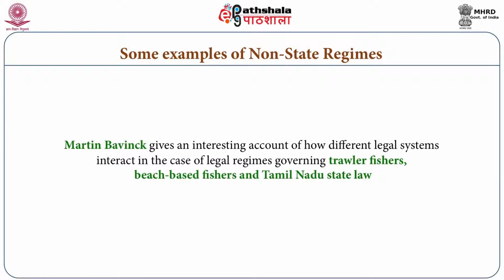Martin Bavinck gives an interesting account of how different legal systems interact in the case of legal regimes governing trawler fishers, so the fishermen that are out at sea, beach-based fishers, and then Tamil Nadu's state laws. So what we find here is a strange interaction between customary practices from particular communities, because the trawler fishers belong to one community, the beach-based fishers belong to another community. Both of those communities exist within modern Tamil Nadu, which of course has a number of state regulations about how fishing can be done, who has rights to certain areas, and so on.